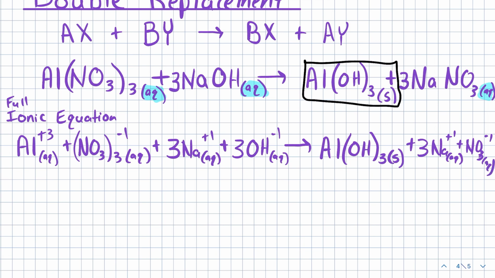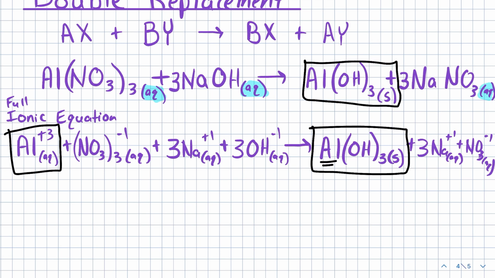Okay. So, just like we did in our single replacements, we're going to cross out anything that is the same on both sides of the reaction. So, I know that my aluminum hydroxide did not split apart into its ions. So there's no way that those ions are going to be on the other side for it to cross out with, because it's not in its ions. It's in a compound right now. So when I look at this, Al+3, I don't have an Al+3 on both sides because aluminum's involved in my compound. So it stays.